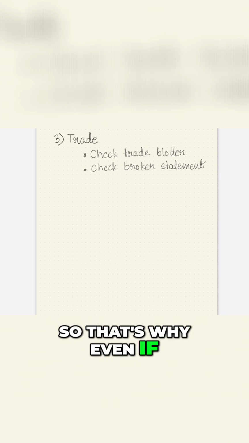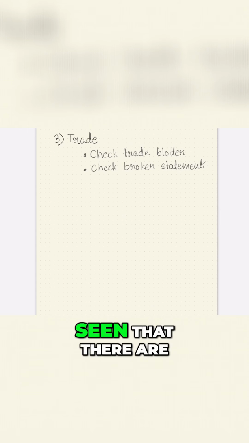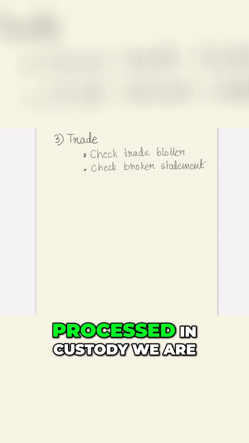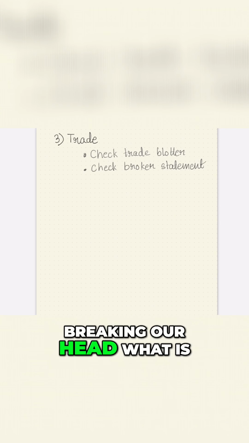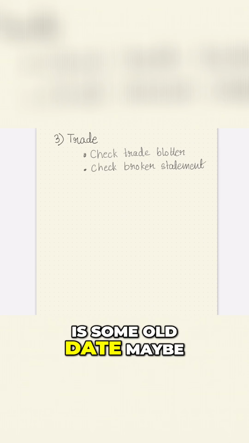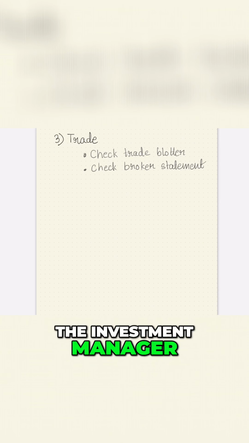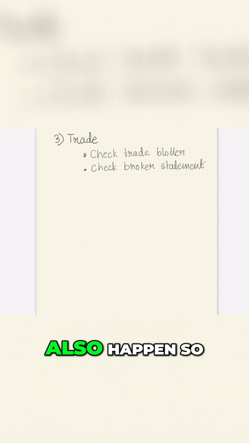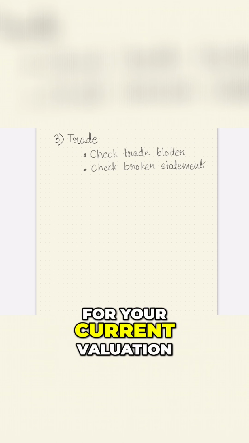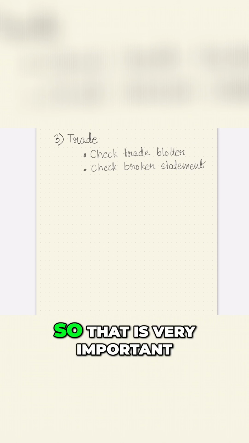Even for the trade blotter, I have seen that there are trades but they are not processed in custody, and we are breaking our heads over what the reason is. Later we see that the trade blotter is for some old date, maybe the investment manager has sent it by mistake. That can also happen. So it is not always that if you see something you will process it; first you check whether it is for your current valuation or not. So that is very important.